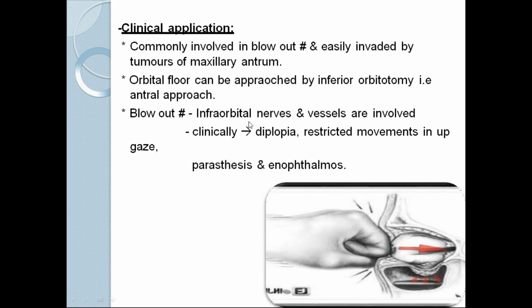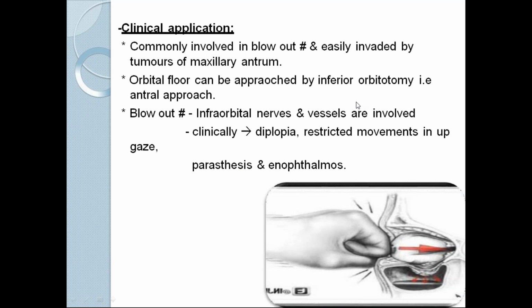In a blowout fracture, the inferior orbital nerve and vessels are all involved and there will be damage. Because there is damage to the vessels and nerves, there will be diplopia and restriction, because there will be entrapment of the inferior rectus muscle in this fracture. Here will be the inferior rectus muscle. Here there will be entrapment of the muscle in this fracture, so there will be restriction of the movements.